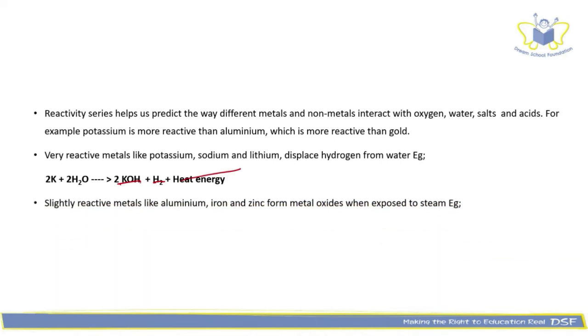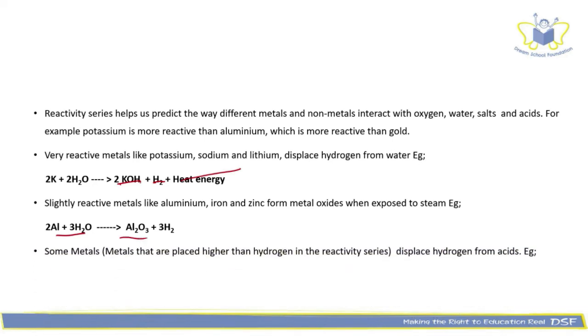Slightly reactive metals like aluminium, iron and zinc form metal oxides when exposed to steam. Example is here: aluminium reacts with water to give you aluminium oxide, releasing hydrogen gas. Some metals displace hydrogen from acids, and these metals are placed above hydrogen in the reactivity series. For example, magnesium reacts with hydrochloric acid to give you magnesium chloride and releases hydrogen gas.